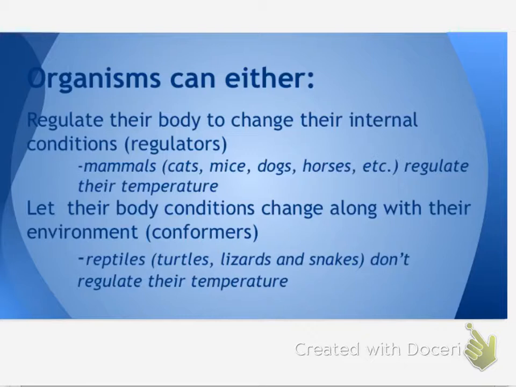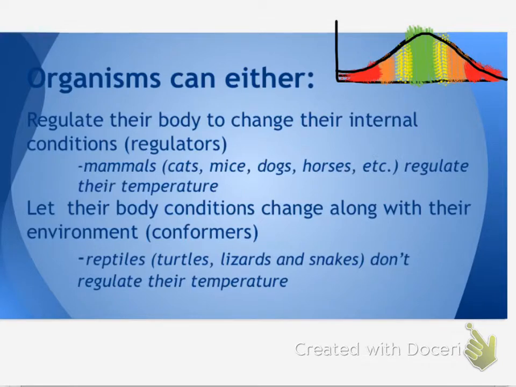If the abiotic factors around them, the temperature, the salinity, whatever else, don't work for them, can they change their internal conditions in some way to stay in their green zone? Got the green zone. So you've got to stay in your optimal zone. This is where you do best.